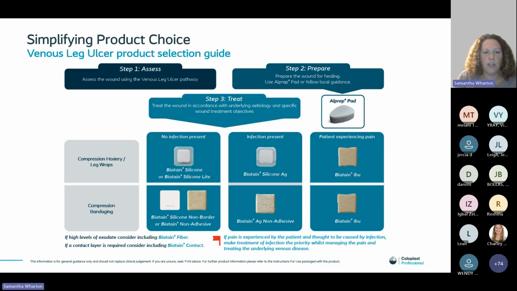So if the patient's got compression hosiery or in leg wraps, there's no signs of infection, you can use Biotane Silicon or Biotane Silicon Light. If infection's present, Biotane Silicon AG. If the patient's experiencing pain, you've got Biotane IBU. If they're in compression bandaging, then you can use the Biotane Silicon non-border or Biotane non-adhesive. If the infection's present, Biotane AG non-adhesive. And again, if they're experiencing pain, Biotane IBU. Like I say, you'll get sent this after today's presentation, so please use it and refer to it as you need.